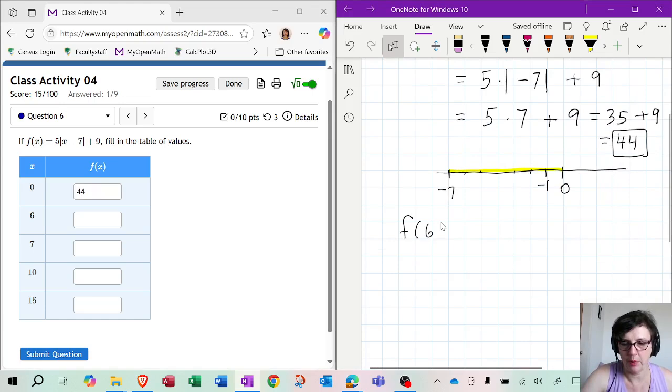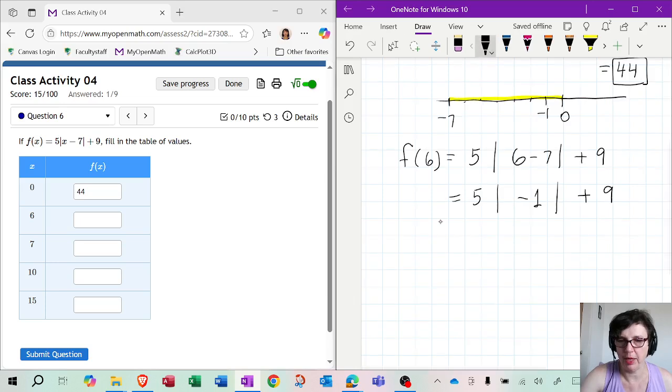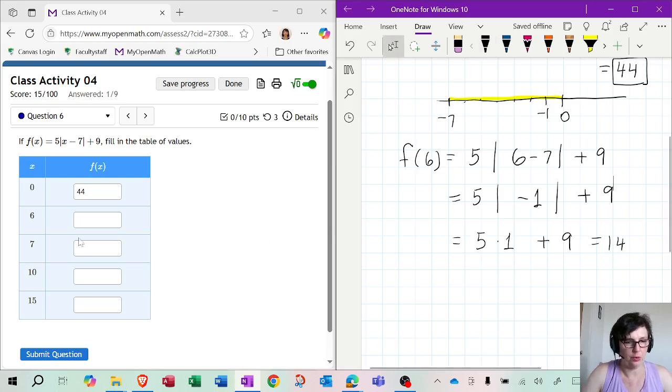Let's go ahead and compute f of 6. This is going to be 5, absolute value. Instead of x, I'm putting 6, and then plus 9. Again, you compute whatever is the argument of the absolute value first. So 6 minus 7, that's negative 1. And then what is the distance from negative 1 to 0? Well, that's 1. So you basically need to drop a negative when finding absolute values. So 5 times 1 is 5, plus 9 is 14. So that's going to go in here.